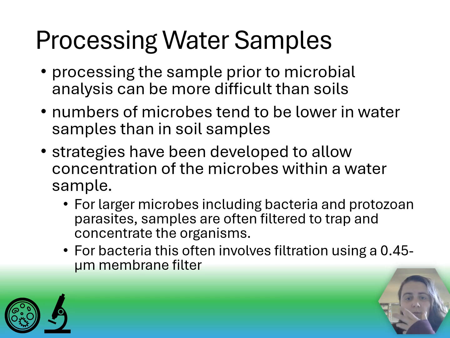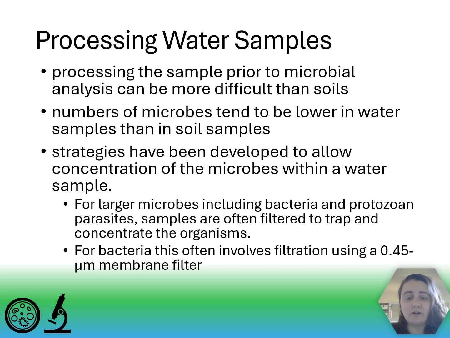So when we do a water sample, when we're talking about processing those samples, processing the samples can be more difficult than soil. So actually taking the sample is easier, but processing it for analysis is a little bit more difficult than soils. So the number of microbes tend to be lower in water than they are in soil. And so what that means is normally in soil, we have to dilute the microorganism concentration. In water, we're going to have to concentrate the number of microbes to make sure that we actually get something that's representative. So that's important.